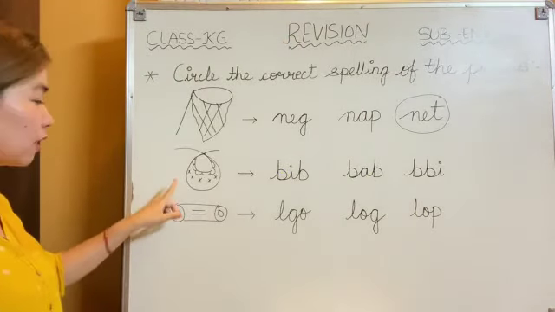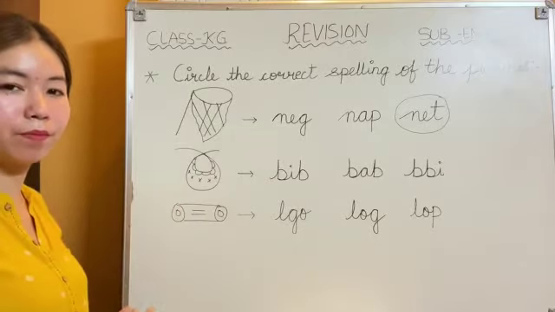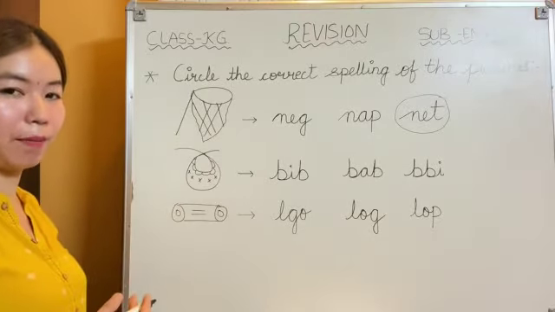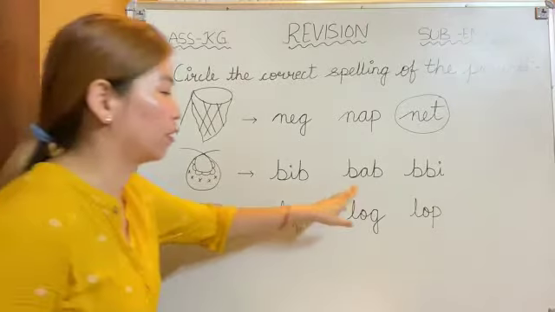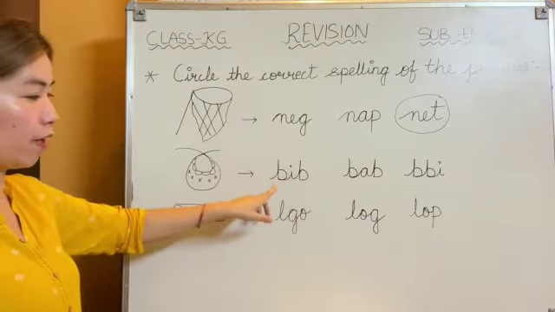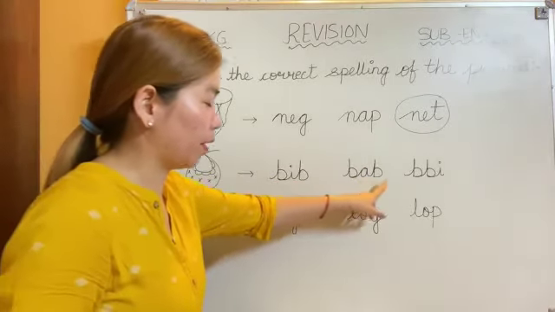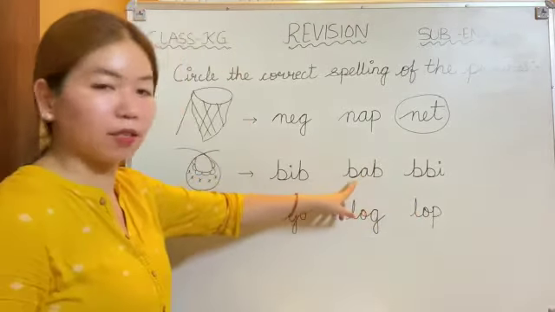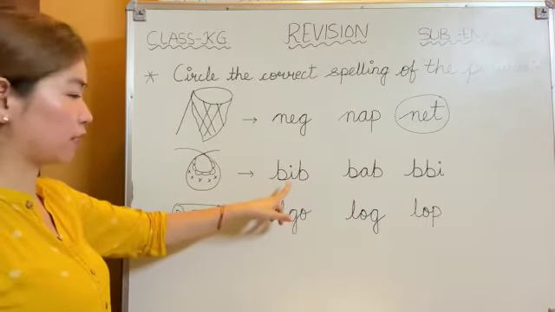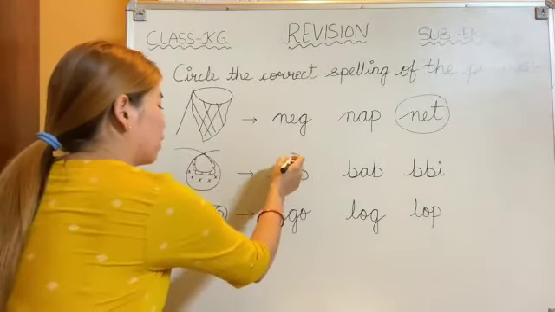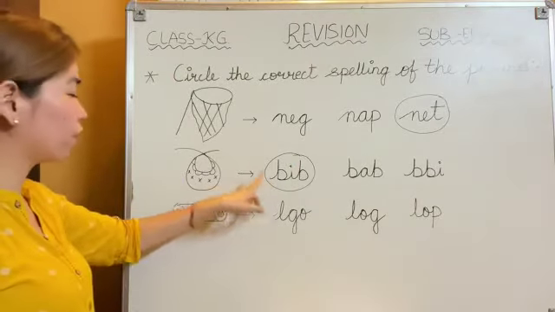So the next picture is bib. What is this? Bib. And what is the spelling of bib? B-I-B, bib. Now we will find out the correct spelling from here. See, children, where is B-I-B, bib? Which is the correct spelling? No. This is not the spelling of bib. Is this B-I-B, bib? Yes. This is B-I-B, bib. So now we will encircle the word bib like this. This is the correct spelling of this picture.